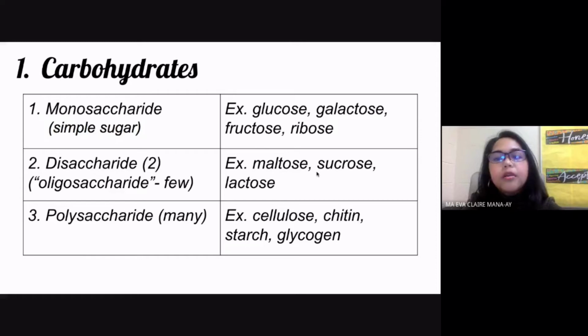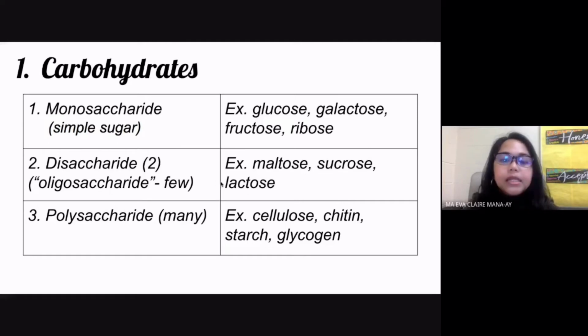Now, another form of disaccharide would be your sucrose. Sucrose here is called your table sugar. This is a type of sugar that you use when you're cooking, a type of sugar that you see in your kitchen. So that's your sucrose, your table sugar. This is a combination of glucose plus fructose. Glucose plus fructose is going to give you sucrose, a disaccharide.